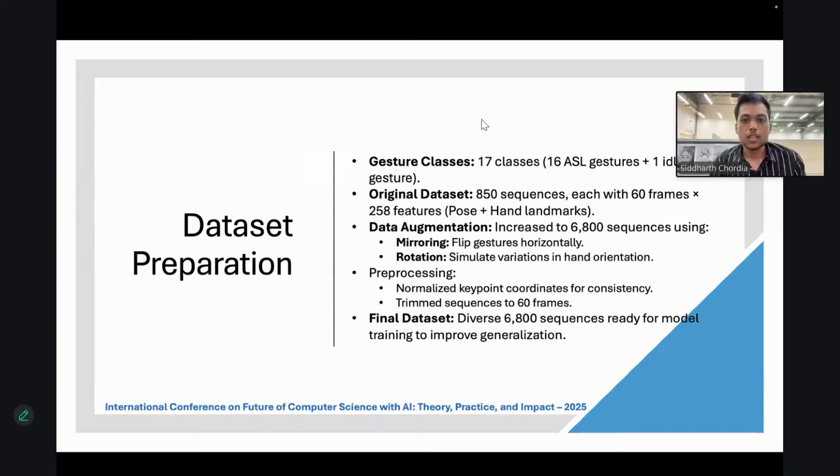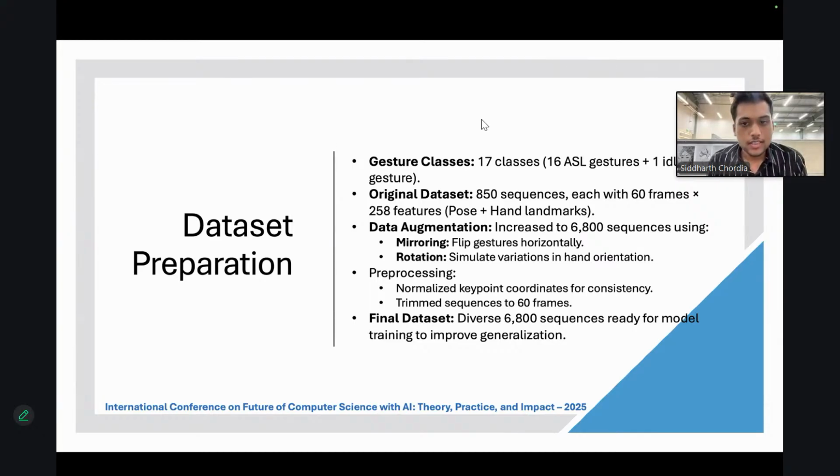For data we are using 17 classes right now. We don't have a very big corpus here, but our dataset has 17 classes. 16 are different gestures like hi, thank you, where, etc., and one is the idle state, which is if I'm staying still, there is no gesture, so I'm in the idle state.